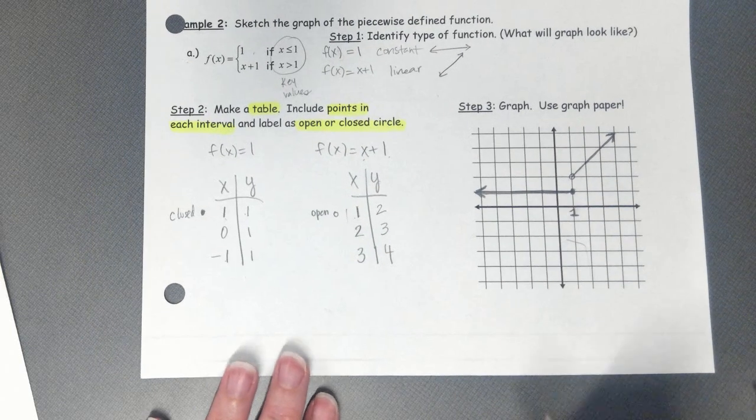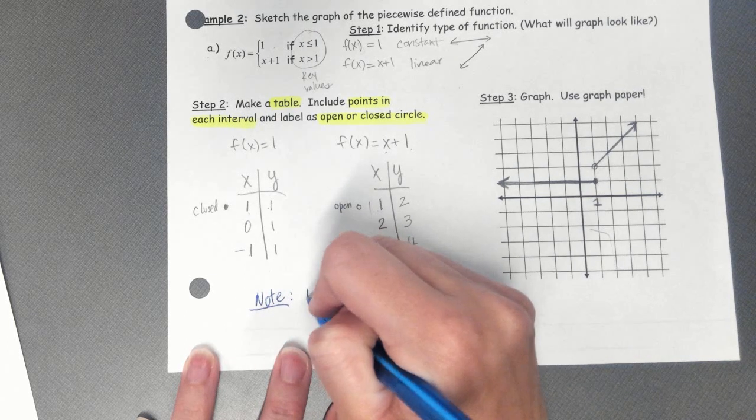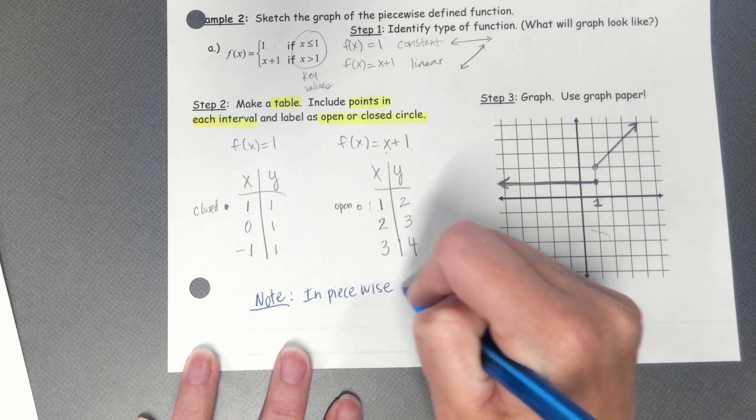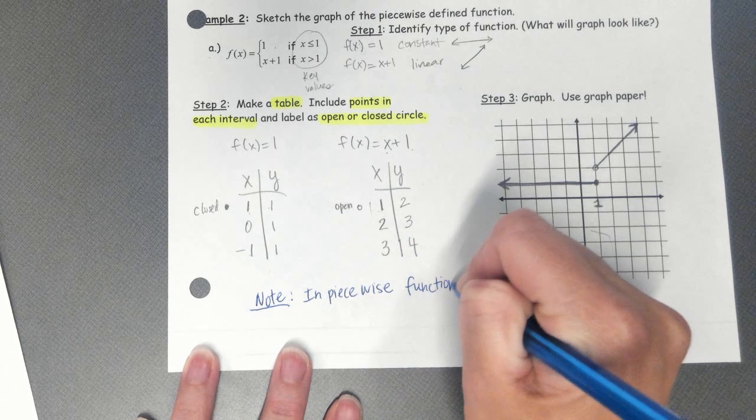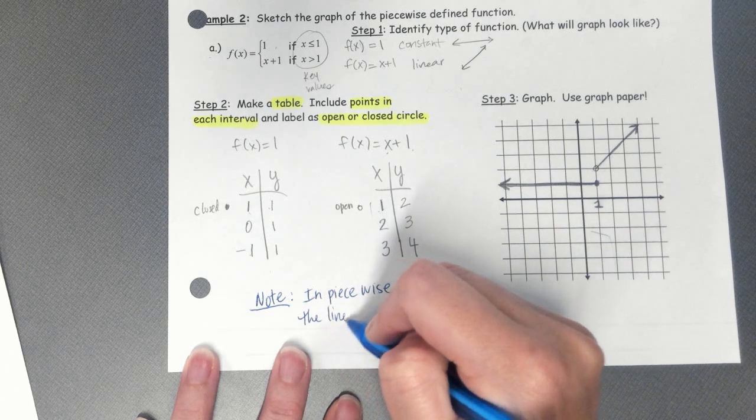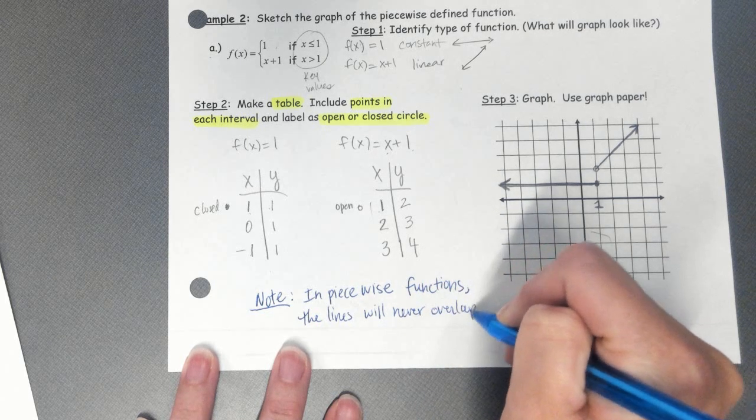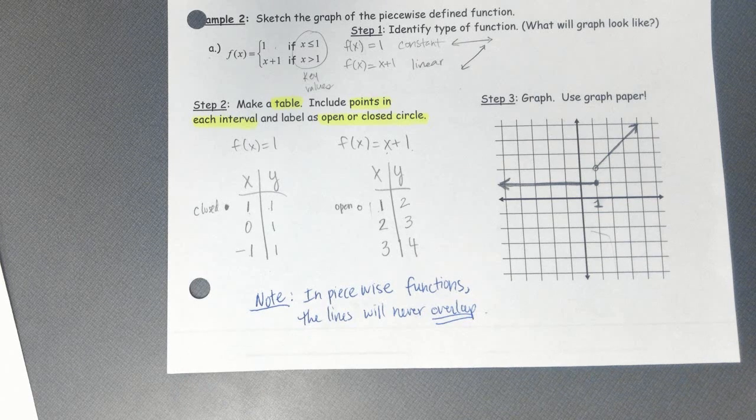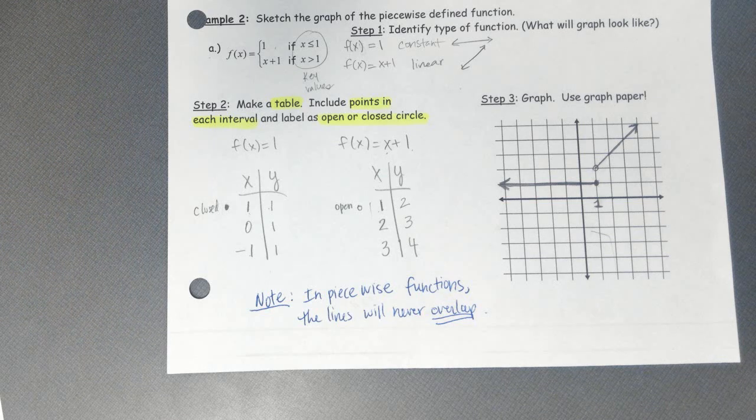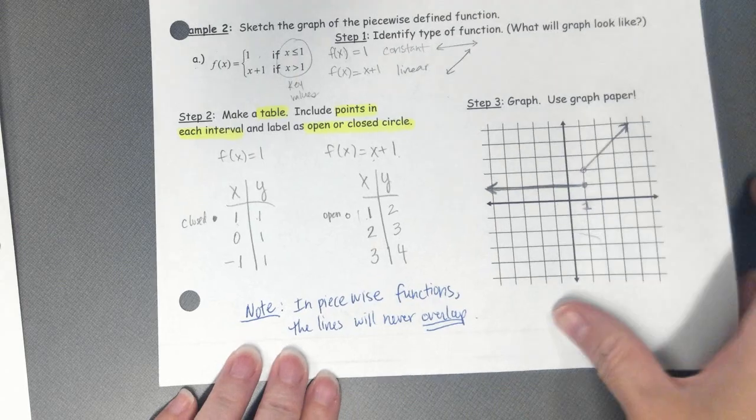Alright, and then make sure that you write a little note, okay, in piecewise functions, what should those lines never do? Cross. Yeah, they'll never cross, they'll never overlap. So in piecewise functions, the lines will never overlap, and that's because they're on different intervals. Okay, if they're in different intervals, they're not going to overlap. Okay? Alright, so I feel like this is something that we did last year in Algebra 2.